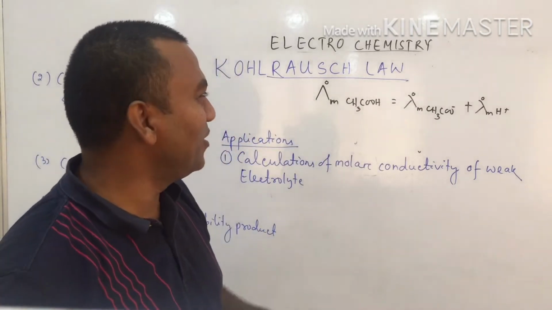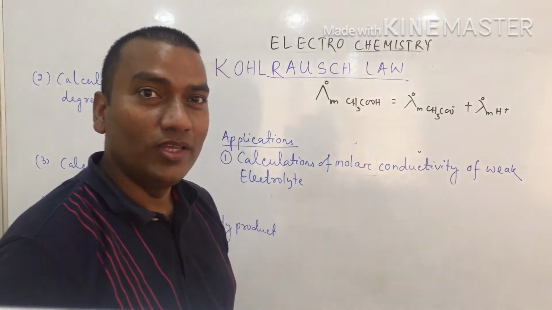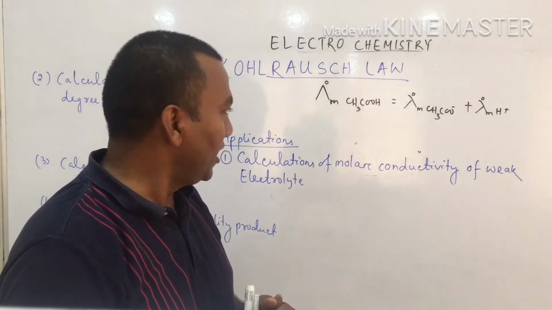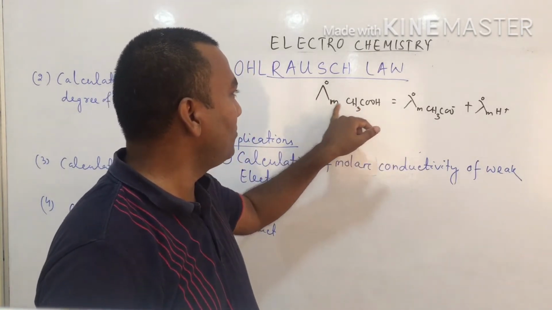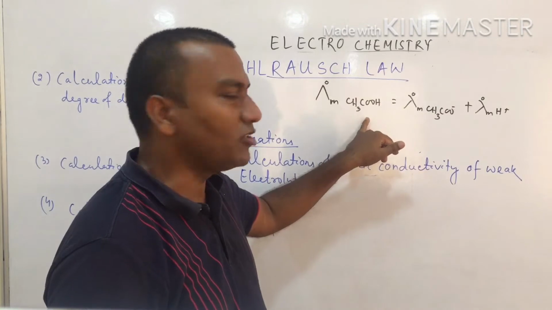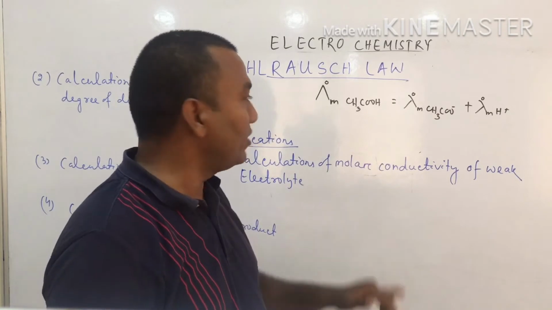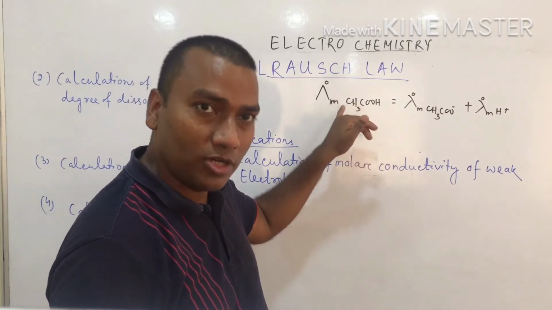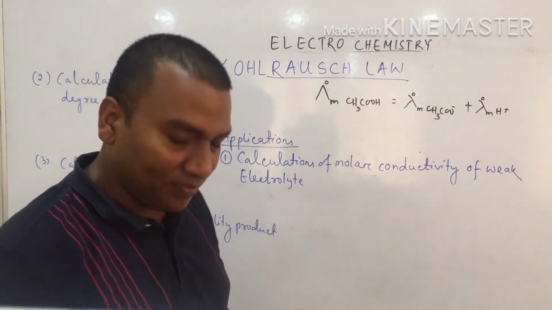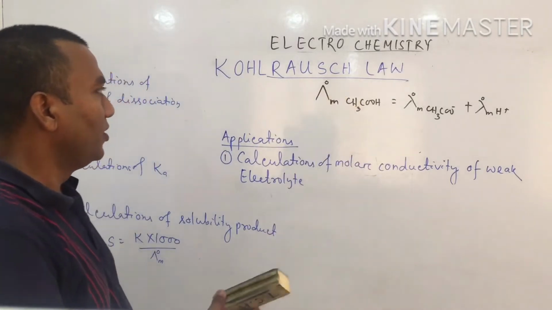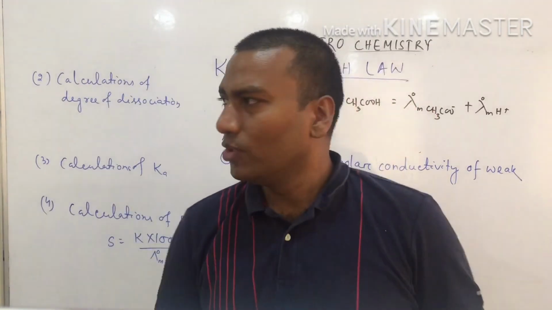You are thinking, sir, it is very easy because this data will be given, so we can easily calculate. No. When a strong electrolyte is considered, this data will be given. But for a weak electrolyte, suppose acetic acid is a weak electrolyte, the lambda m naught value will not be given. So how can you calculate the weak electrolyte lambda m naught value from the strong electrolyte? That's why after this come the applications of Kohlrausch law. Kohlrausch law has 4 applications.